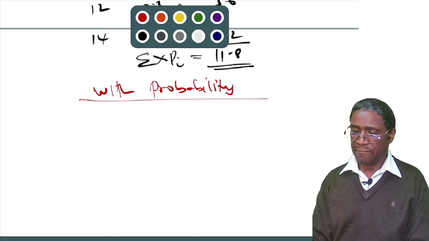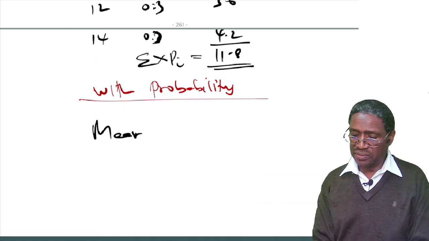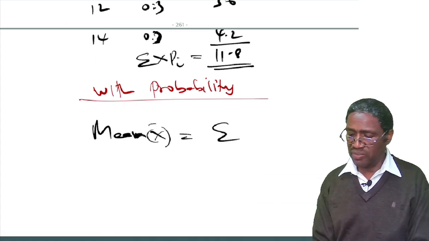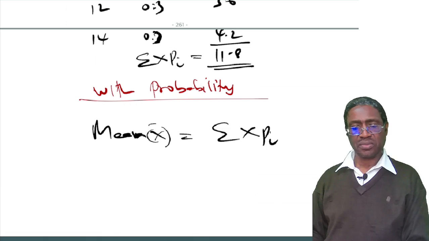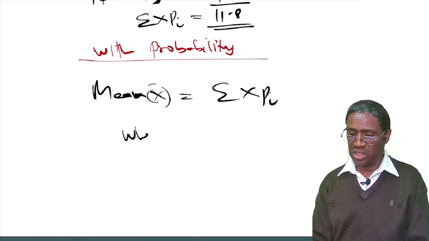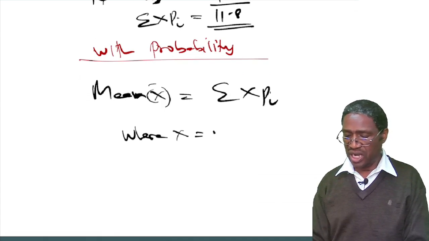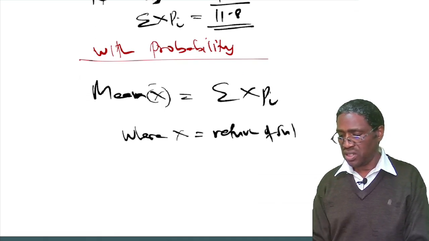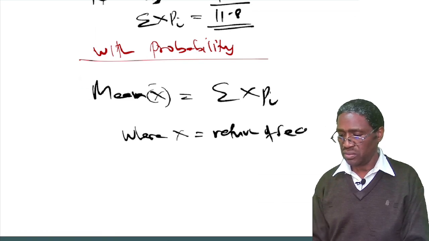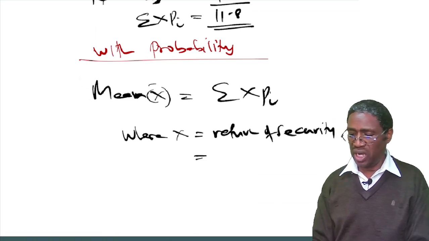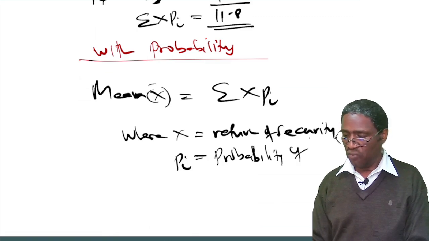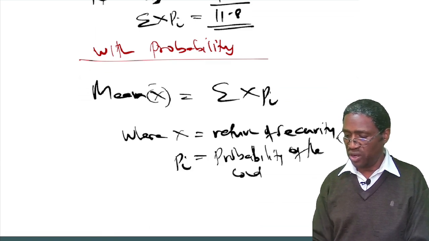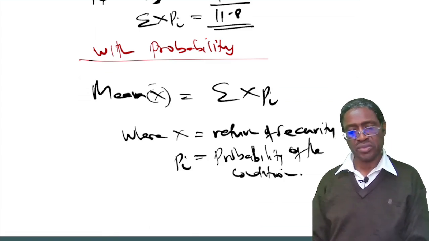So you can say mean X bar equals the summation of x times pi, where x is the return of the security, and pi is the probability of the condition occurring. Good.